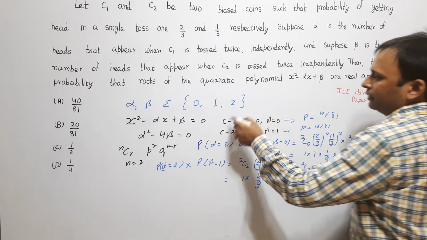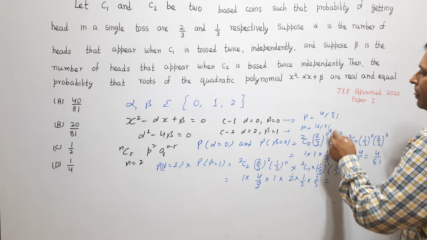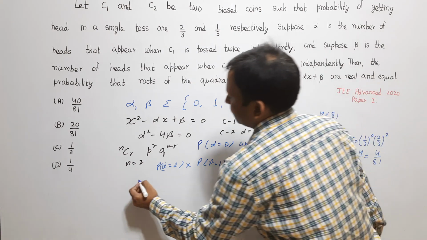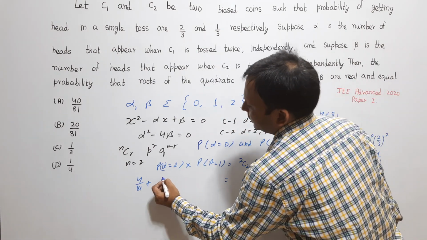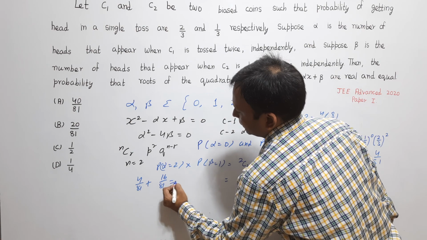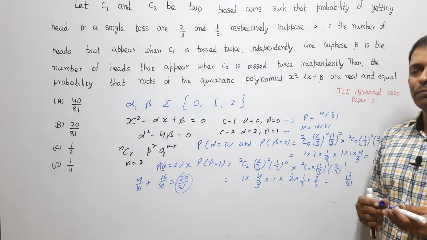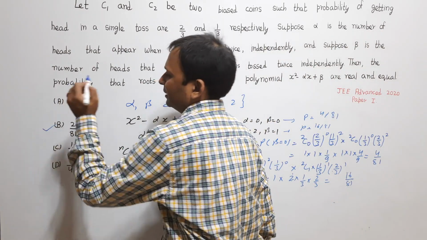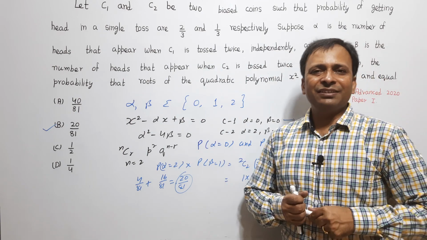Both the cases are favorable to us. Either of these is possible, which means I can add the probabilities. So adding these two probabilities, 4 by 81 plus 16 by 81, gives us the result 20 by 81. So the required probability in this case is 20 by 81. So option B is the right answer to this question. This way we can solve this problem.